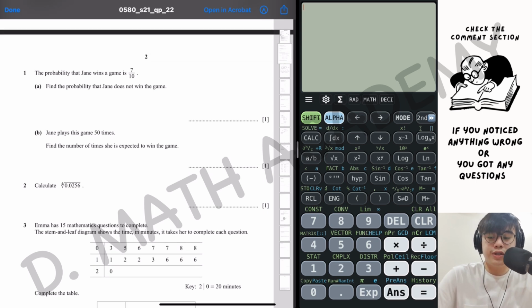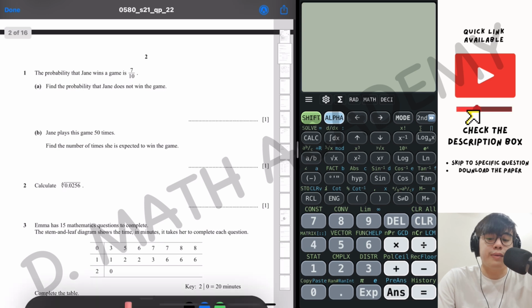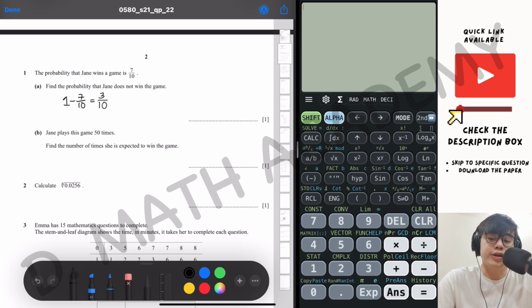So in the first question, they mentioned that the probability that Jane wins a game is 7/10. Find the probability that Jane does not win the game. So 1 will be the total probability. So 1 minus 7/10. Then you should get your answer here, which is 3/10.